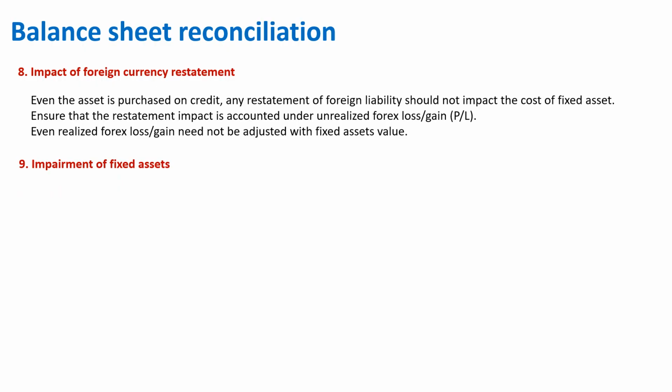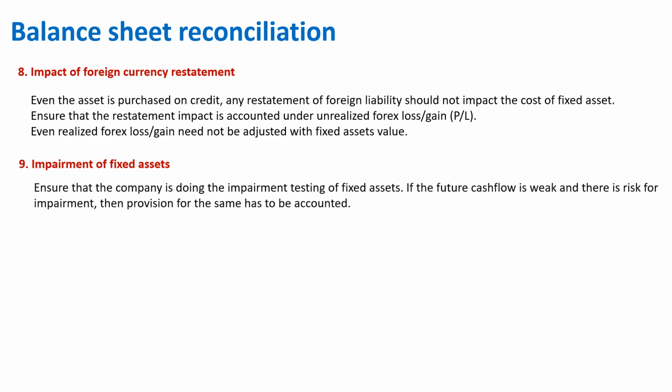The last one is impairment of fixed asset. Very important. Ensure that the company is doing the impairment testing of fixed assets. If the future cash flow is weak and there is risk for impairment, then provision for the same has to be accounted. Many companies perform this quarterly. Few companies do it yearly.